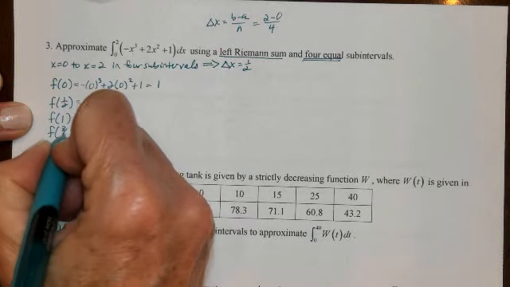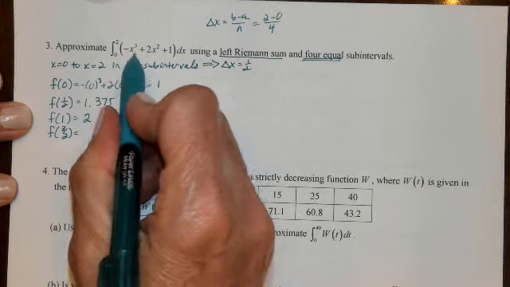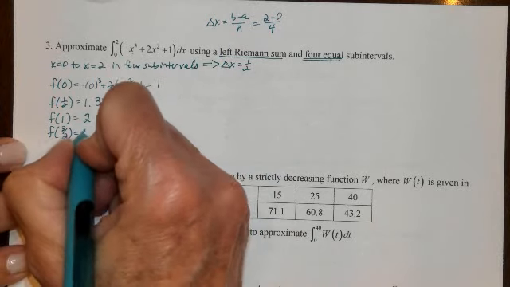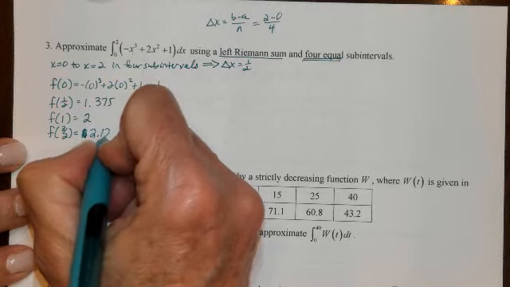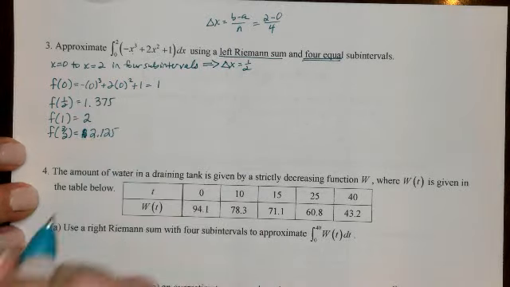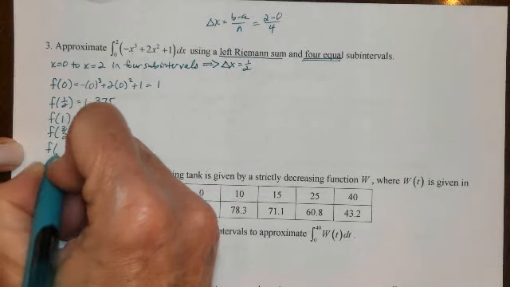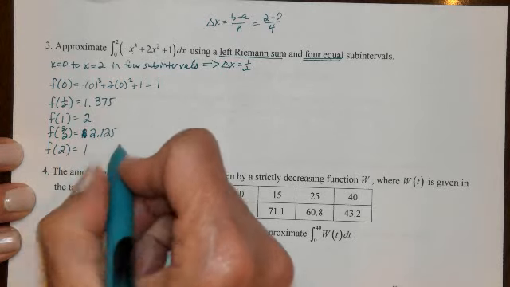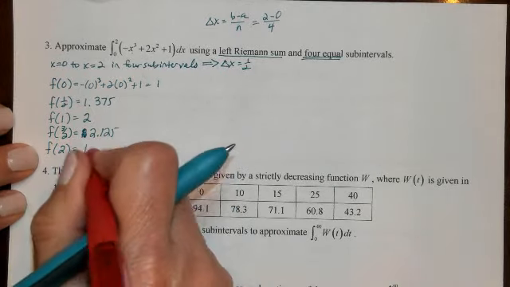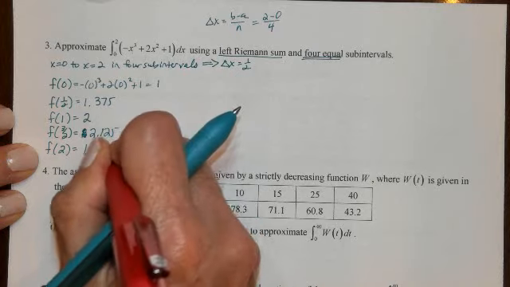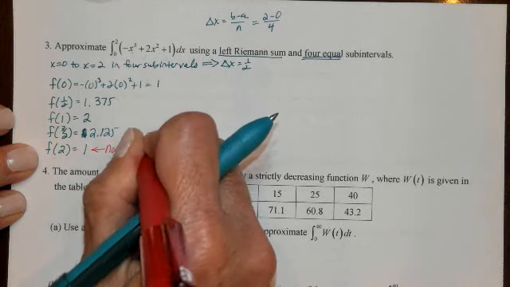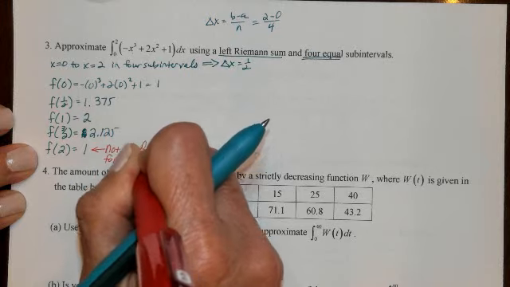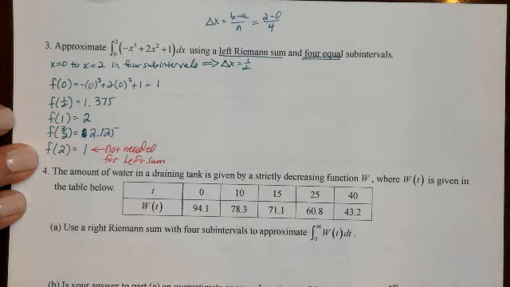And then we have f at 3/2. Put 3/2 in for x. That turns out to be 2.125. And if you just can't stand it, you can go ahead and find f of 2. It turns out to be a 1, but we don't need this one. This is not needed because we're doing a left Riemann sum. Okay?